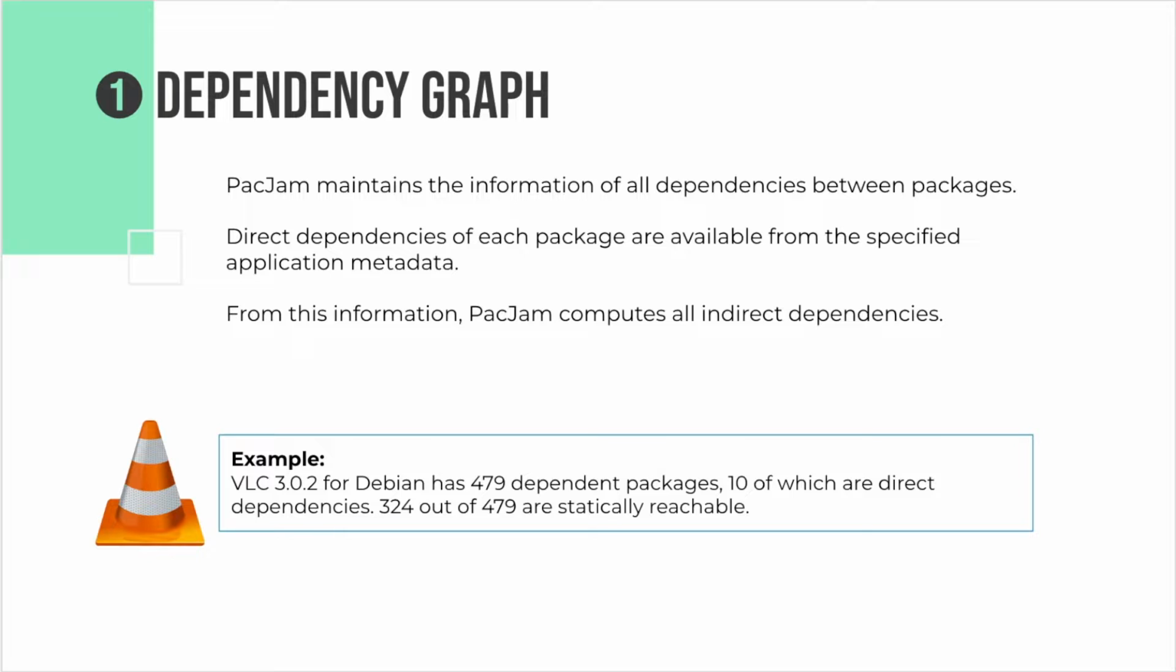The first piece that PacJam maintains is the dependency graph. PacJam maintains the information of all the dependencies between packages, both direct and indirect. In VLC, for example, there are 479 dependent packages overall. They are reachable from its 10 direct dependencies. Among them, 324 packages are identified as reachable from VLC using a sophisticated static analyzer.